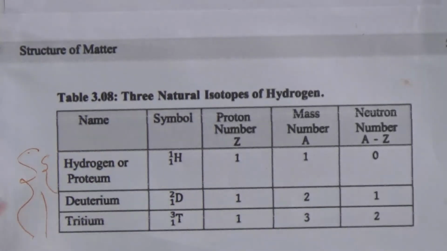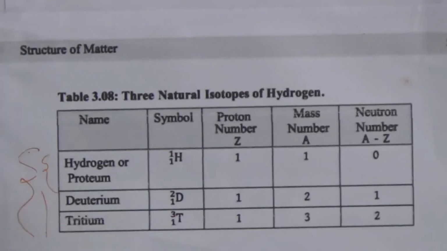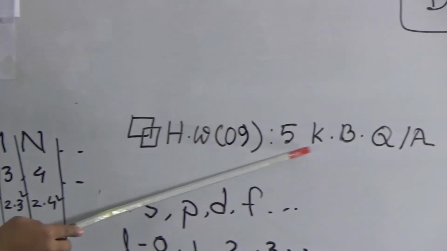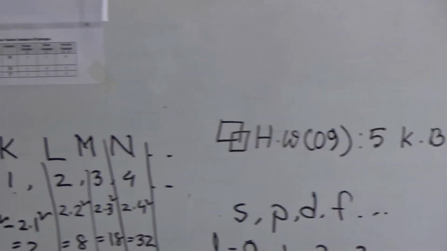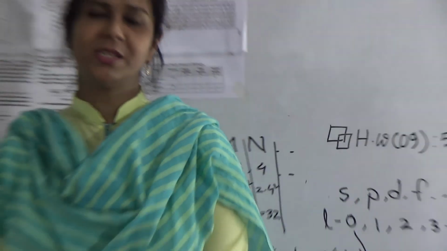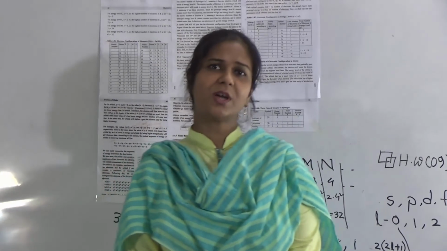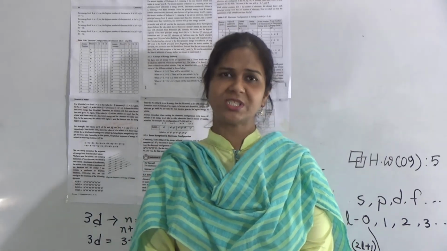And this is part 3 of the chapter. Dear students, your homework number 9 is to make 5 knowledge-based questions and answers from this part, and this part is very important for you. Read this chapter again and again, otherwise you can't follow the chapter. This is a very important chapter for you.